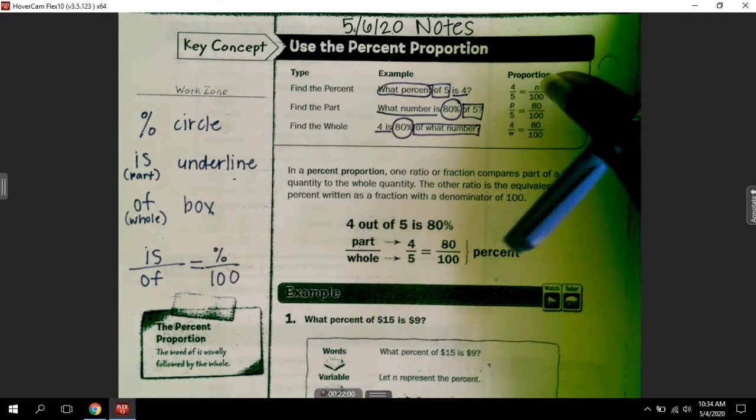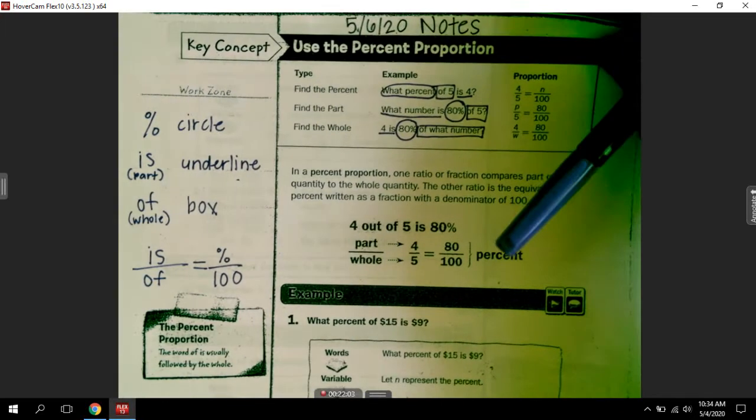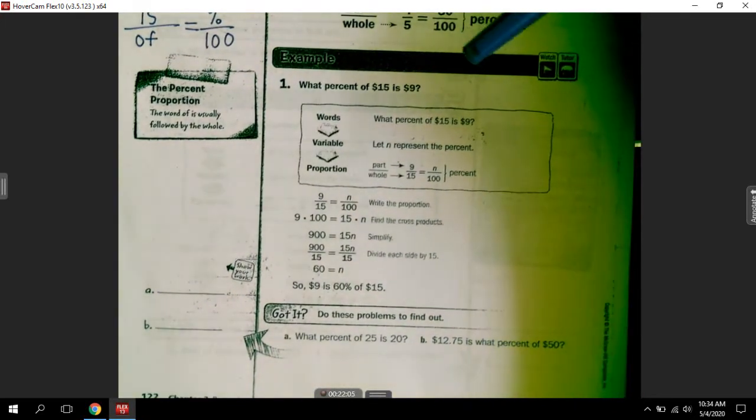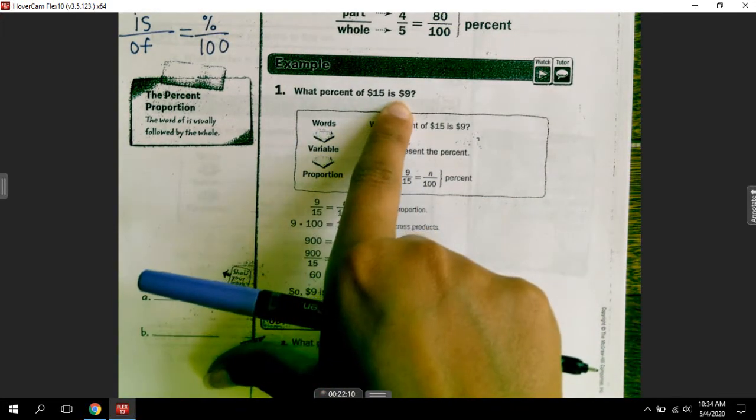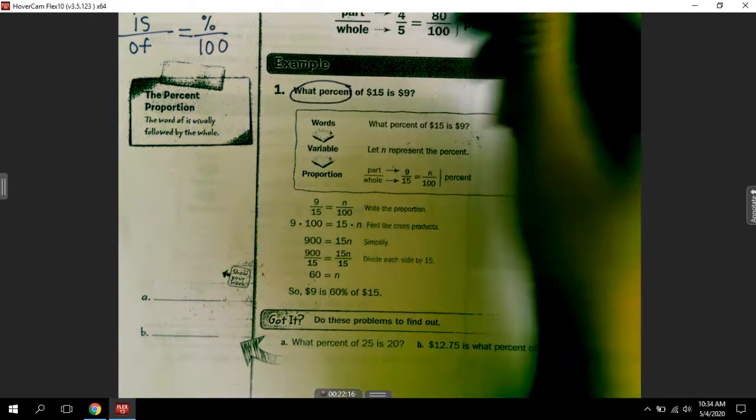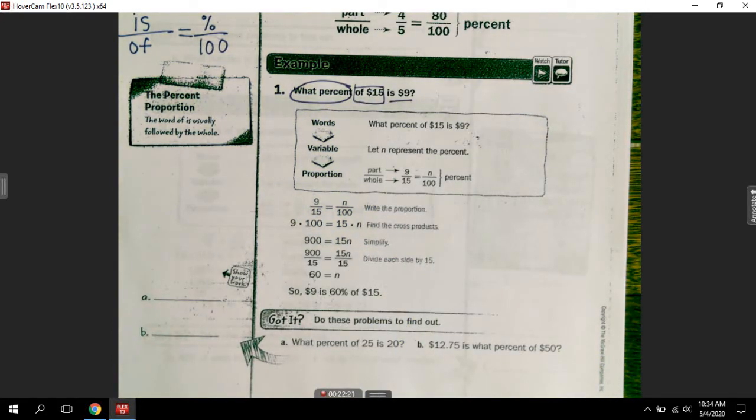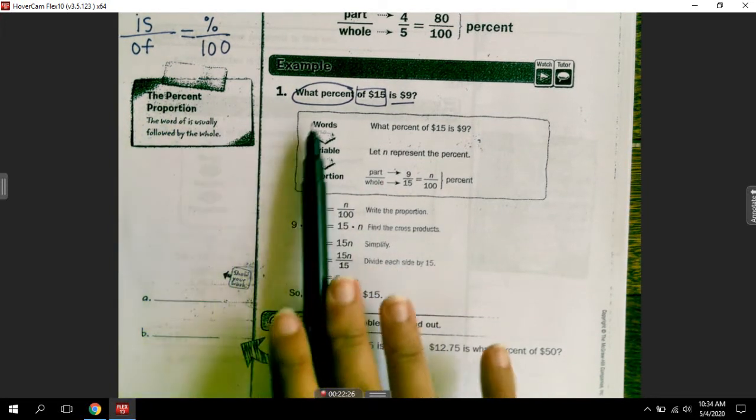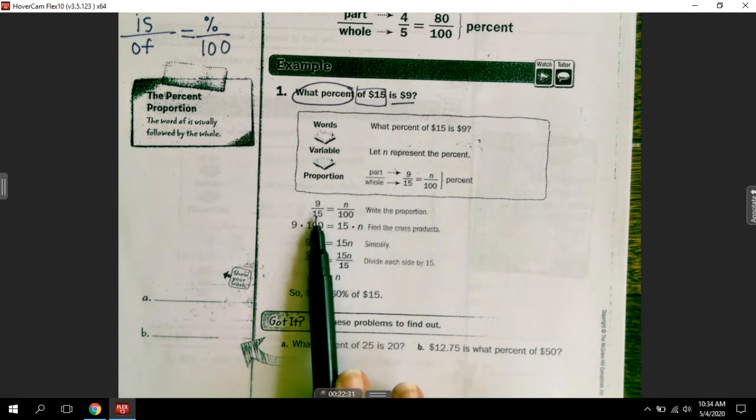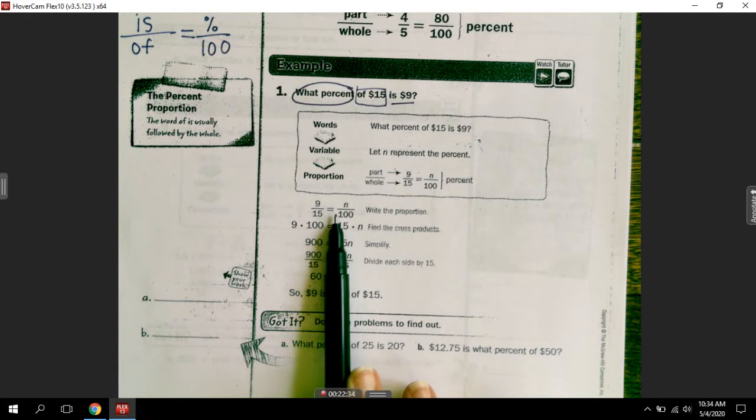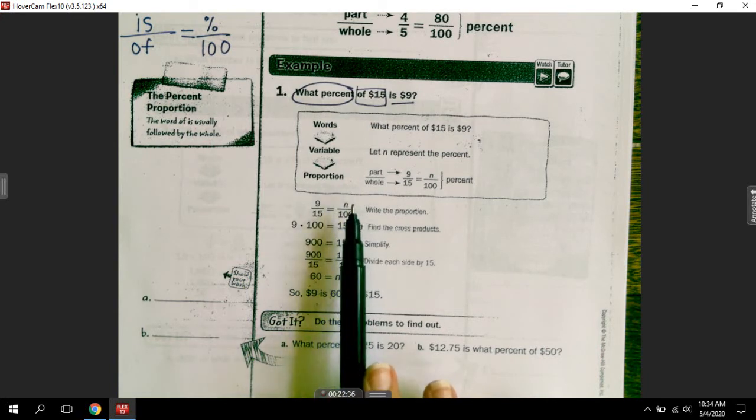Let's look at example number 1 down here, where we have set up a proportion and then solved it. It says what percent of $15 is $9. What percent is what we're finding, so we're circling that percent. Of $15 gets boxed, and is $9 gets underlined. So is over of, 9 over 15, which they have right here. 9 over 15 equals what percent, which is n or x over 100.